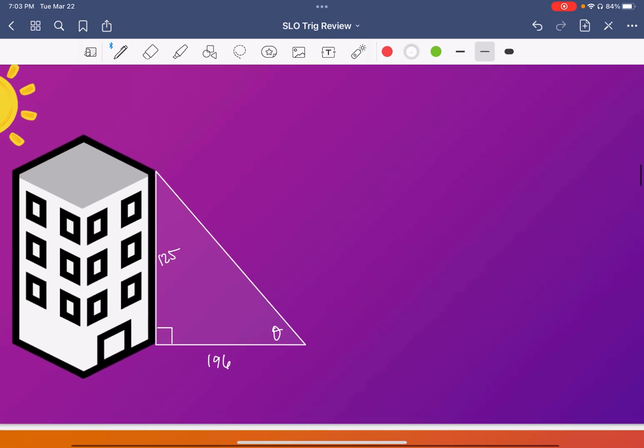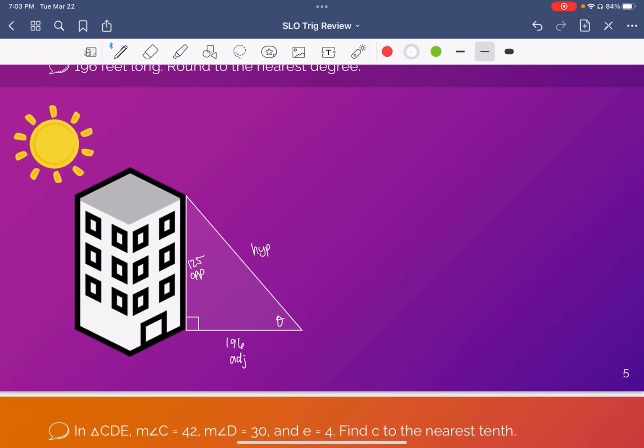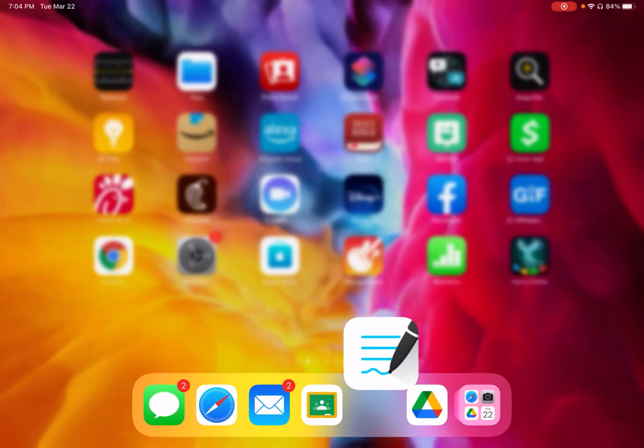Okay, so again, using SOHCAHTOA, we're going to label our sides. Across from 90 degrees is the hypotenuse, across from the angle is the opposite, and next to it is the adjacent. So since we have opposite and adjacent, we're going to do tangent. And then again, we're going to have to do the inverse to isolate the theta, which is the angle that we're looking for. The inverse and regular tangent cancel out. We're going to do inverse tangent of 125 over 196.